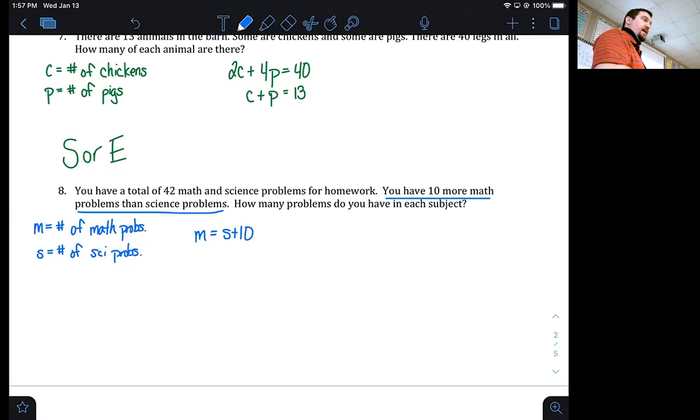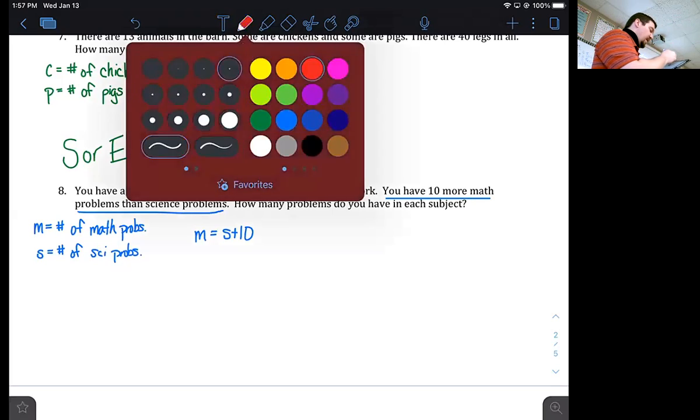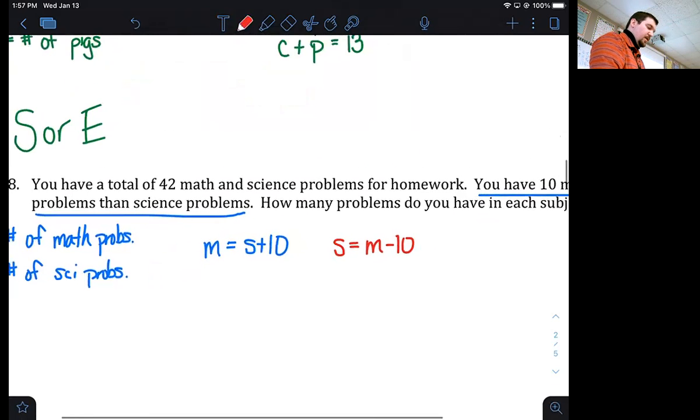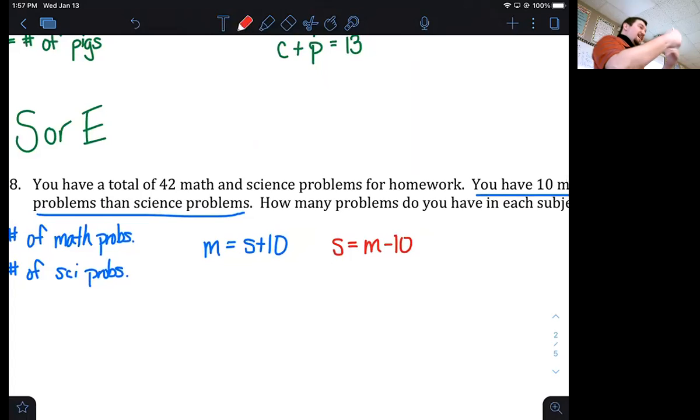Or for those of you that have maybe a little bit more left brain than right brain, or vice versa, you might write an equation that looks like this: S equals M minus 10. Because there's 10 less. If there's 10 more math, another way of saying that is there's 10 less science. Now, here's the trick though. You can't use both of these as your two equations because it's the same equation.